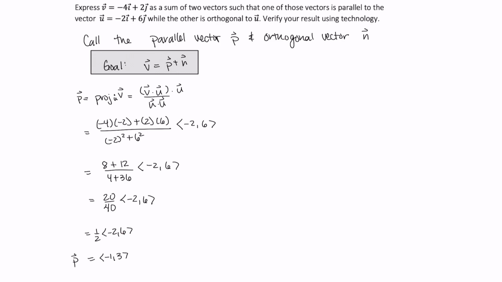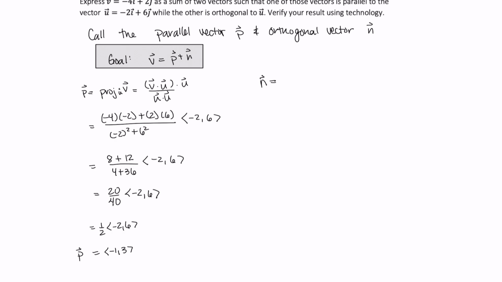Now remember, our goal says vector V is the sum of the vector P plus N. That tells me that N is just equal to the vector V minus the vector P. So V again is negative 4 comma 2, and from that we're going to subtract P, which is negative 1 comma 3. So this becomes negative 4 plus 1, which is negative 3. And then we have 2 minus 3, which is negative 1.